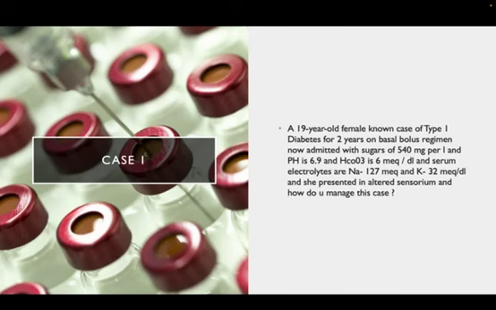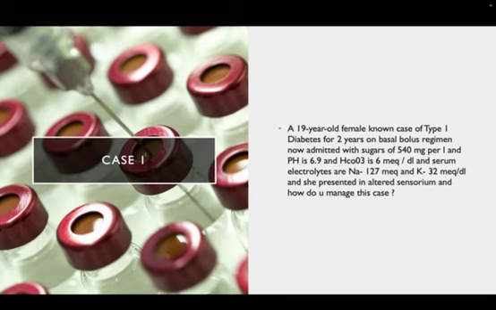The first case is a 19-year-old female, a known case of type 1 diabetes mellitus for 2 years on a basal bolus regimen. So what is a basal bolus regimen? It has long-acting insulin, either degludec or glargine, or you can use NPH, an intermediate-acting insulin. And bolus is whatever we use for the prandial spikes, that is regular insulin or aspart or lispro. The combination of long-acting insulin and short-acting insulin for prandial coverage is called a basal bolus regimen.